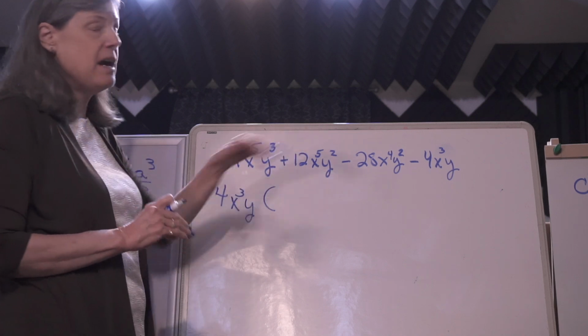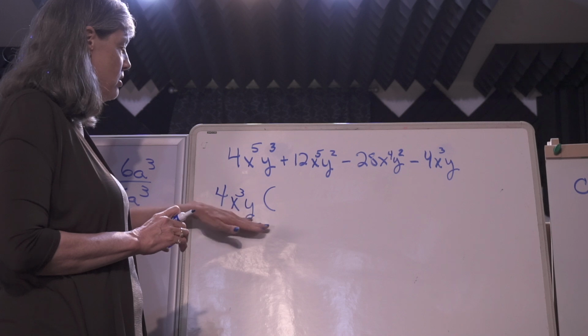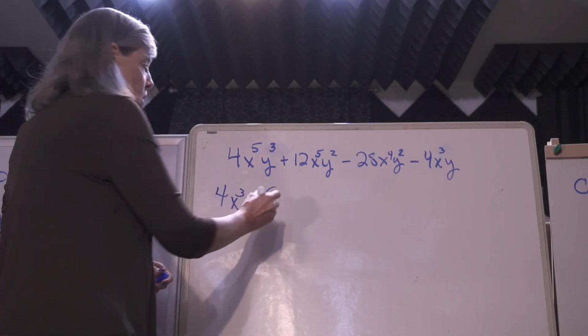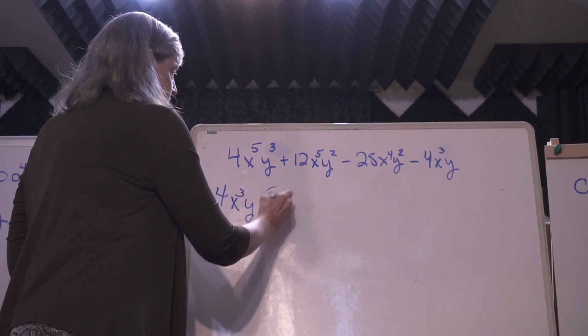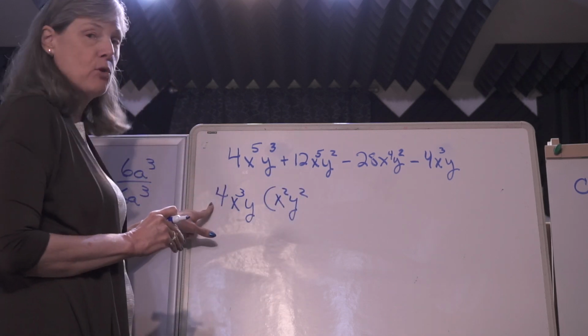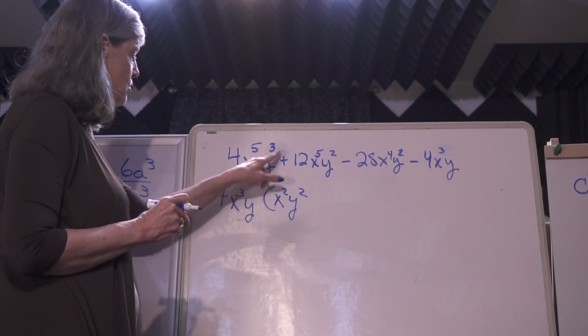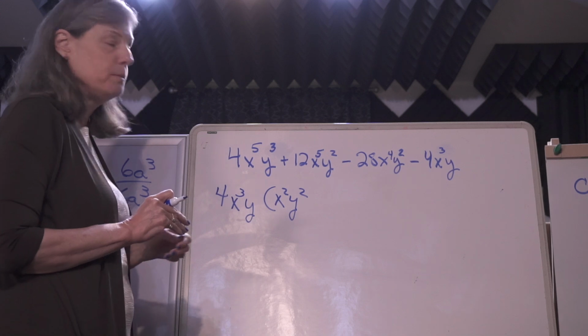Now I'm going to multiply up what's left. So 4x to the fifth, y to the third, factor out 4x to the third y, and I will get x squared, y squared. 4 divided by 4 is 1. I don't need to write that. 5 minus 3 is 2, and 3 minus 1 is 2.